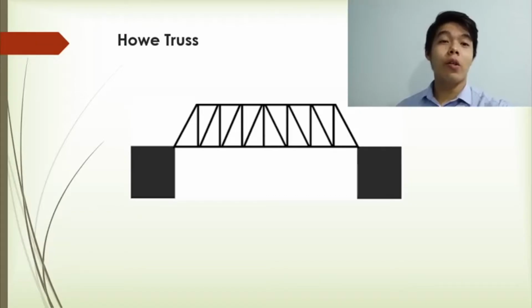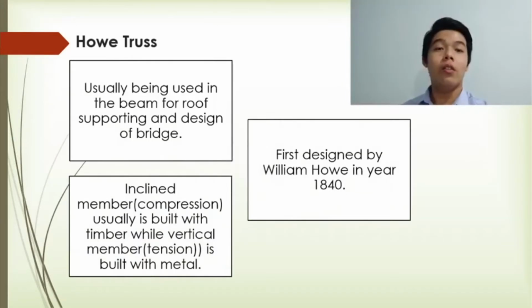So now I'm going to present my bridge design, which is the Howe truss bridge. The Howe truss is usually used in beams, roof supporting, and the design of bridges. The Howe truss was first designed by William Howe in the year 1840. The Howe truss consists of chords, vertical members, and diagonals.